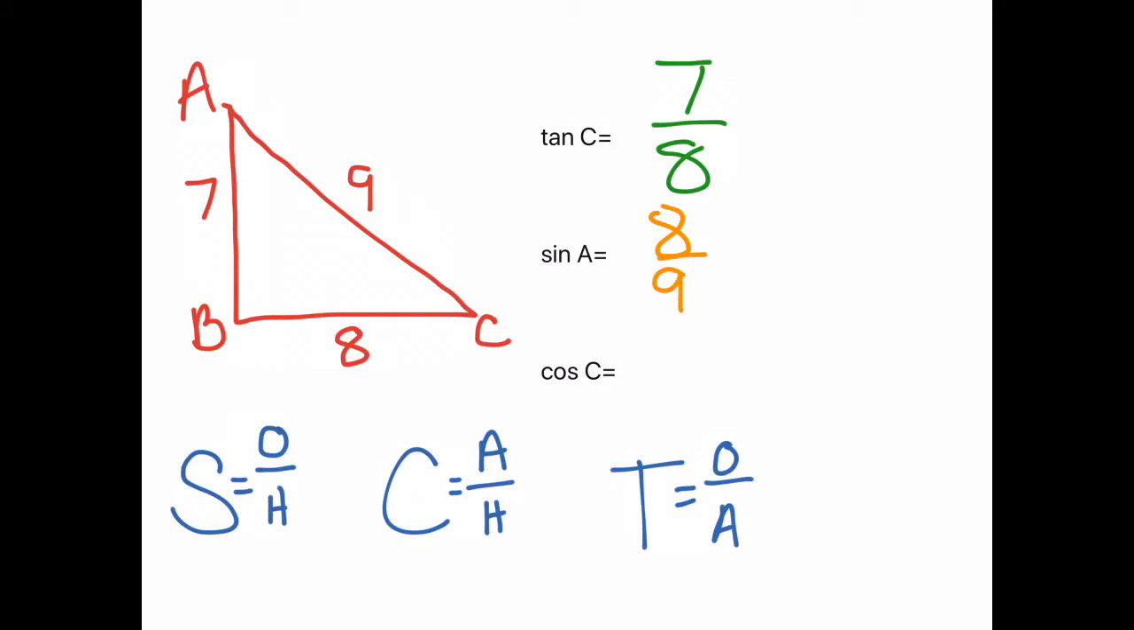And the cosine of angle C, again, remember we're going to start here at angle C. The cosine is the adjacent leg, or 8, over the hypotenuse, which is 9. So the cosine of angle C is 8 over 9.